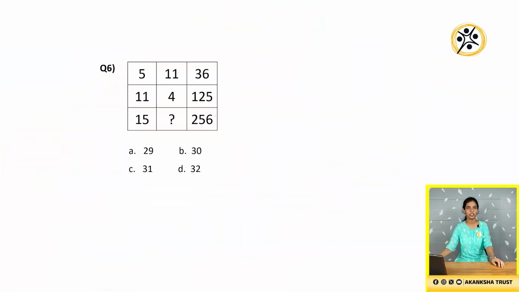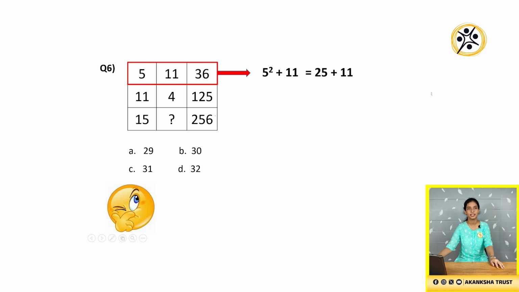Today's topic is matrices. Sixth question. We have a matrix where again the missing entry is in the third row and second column. So let us see how we can decode this. Let us see the first row entry. We can see 5 square plus 11, that is 25 plus 11, will give us the answer of 36, and that is our third row entry.